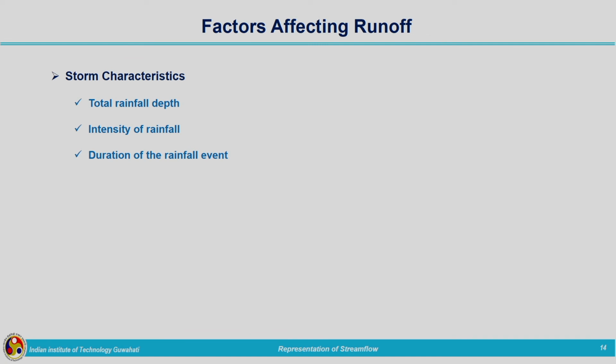Coming to storm characteristics, it includes the total rainfall depth, intensity of rainfall, and duration of the rainfall event. If it is for a very short duration, maybe the entire water may be lost as initial abstraction, and it won't contribute anything towards the runoff component. And if the storm lasts for a long time, with a very high duration, then even after satisfying the storage components, runoff will start and it will contribute towards the stream flow.